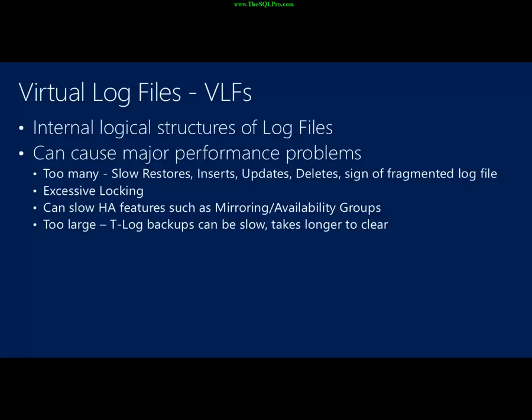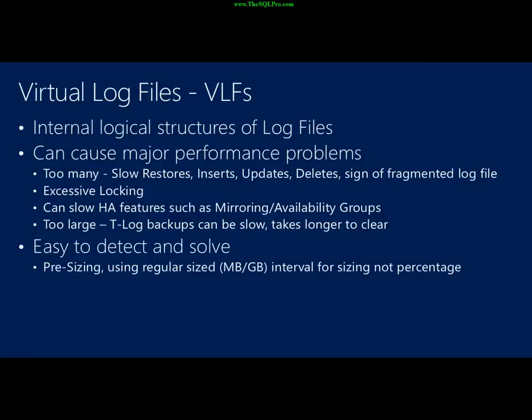be a sign of a fragmented log file. It can also cause excessive locking. It can slow down your high availability features, such as mirroring or availability groups. And if they're too large, they can cause transaction log backups to be slow. It takes them longer to clear, which can make them slower. It can also cause slower recovery in the case of a system crash or a database crash.